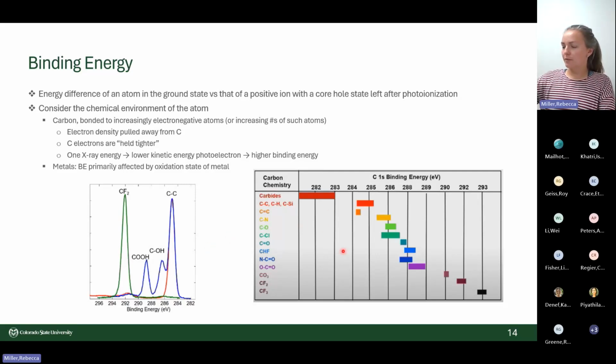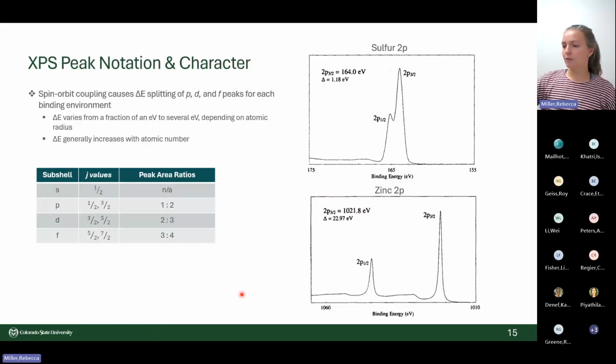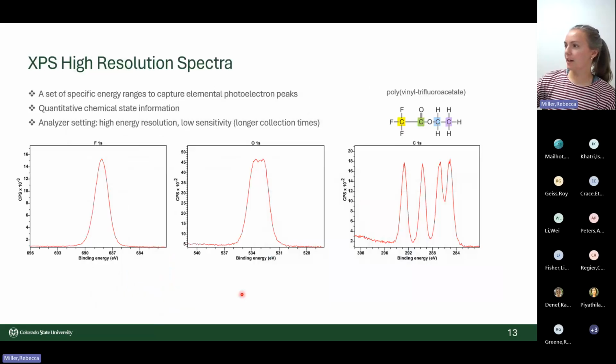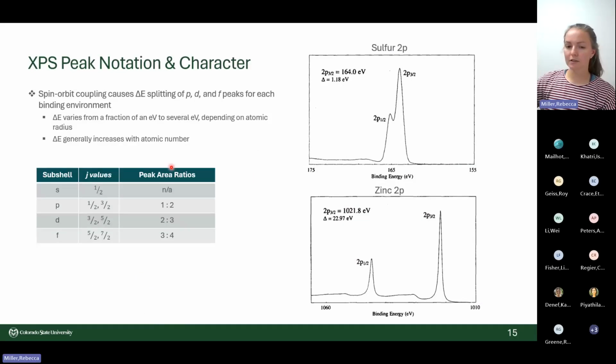We have these reference tables that show general trends of where peaks might show up. This is, again, from low to high, so mentally switch that around when you're thinking about the plots. But yeah. And then so far, I've only shown you peaks that are 1s spectra, and those are just singular peaks for one binding environment.